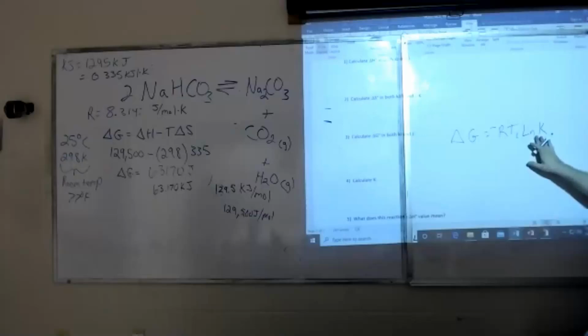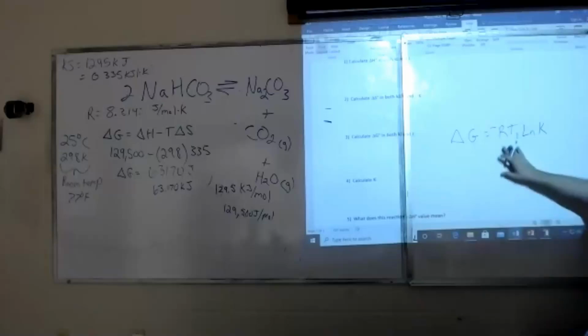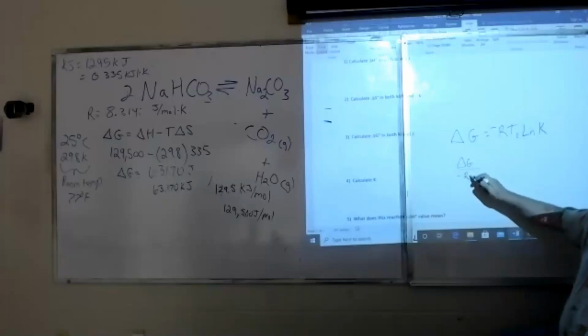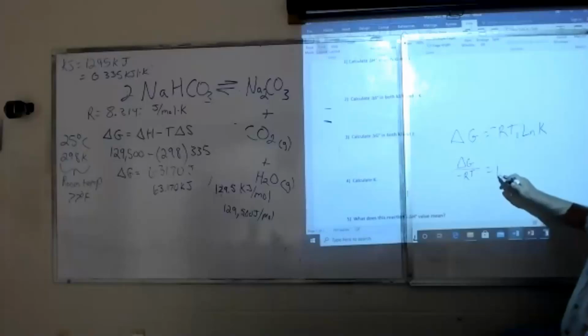How do I get K? How do I get rid of that LN? Divide both sides by LN? Well, I can divide both sides by negative RT. You go delta G divided by negative RT, that would be equal to this LN of K. But I can't divide by LN. That's its own math function.